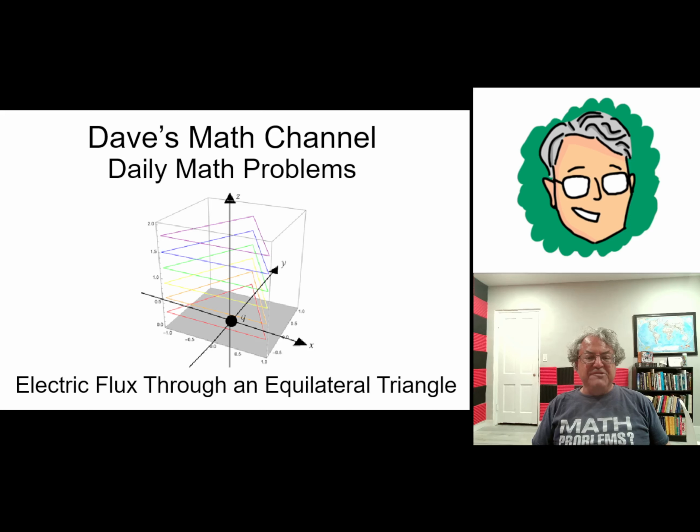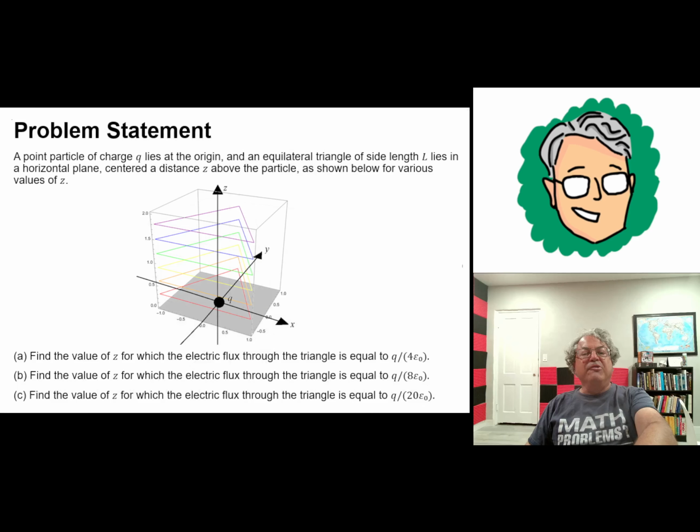Classical Mathematics. This is a recent one I posted a few days ago involving computing electric flux through an equilateral triangle. So anyway, let's begin. So here's the problem statement. Here's also an accompanying picture. They say a picture is worth 1,000 words. So here's the problem. I'll just read it.